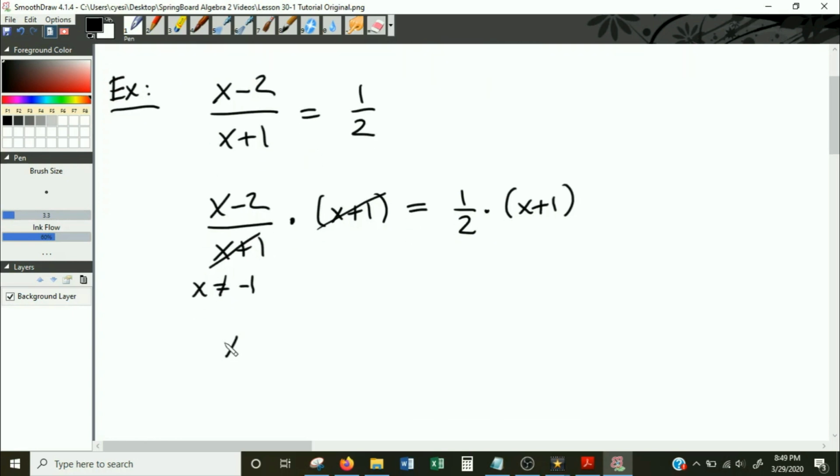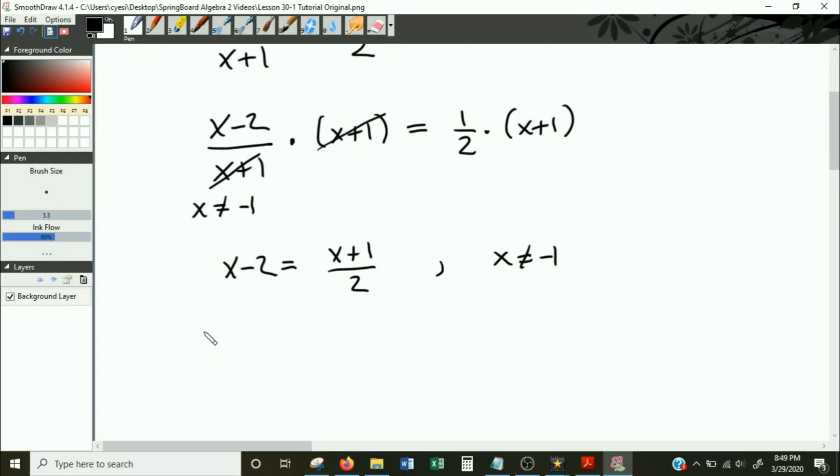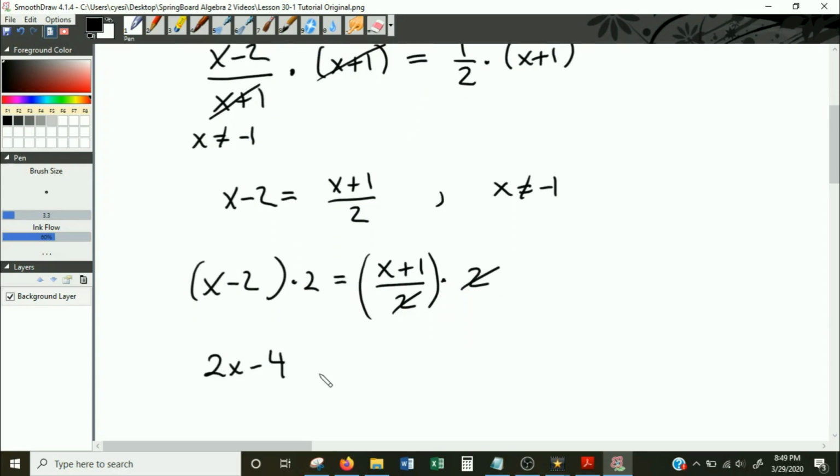So now I have x minus 2 equals x plus 1 over 2, where x cannot be -1. Now what I want to do is multiply both sides by 2 so that I can get the half out of there. Let me actually write it this way. X minus 2 times 2 equals x plus 1 over 2 times 2. So these 2's cancel out, and the left side simplifies to 2x minus 4. That's equal to x plus 1.